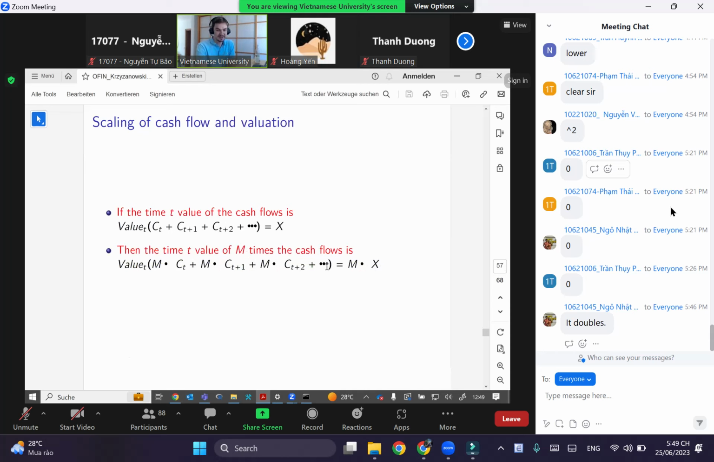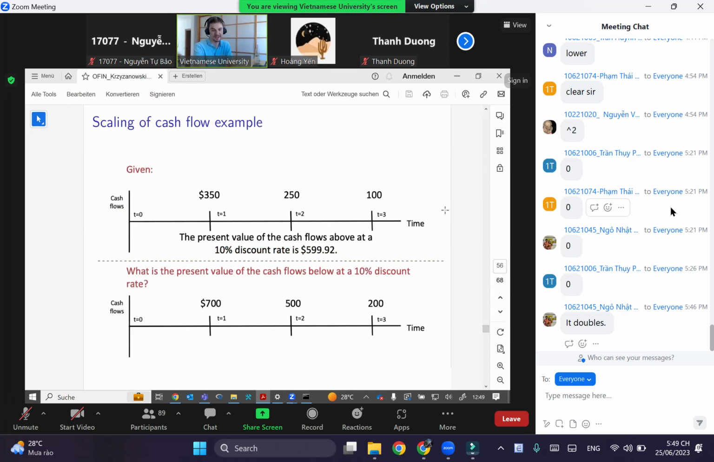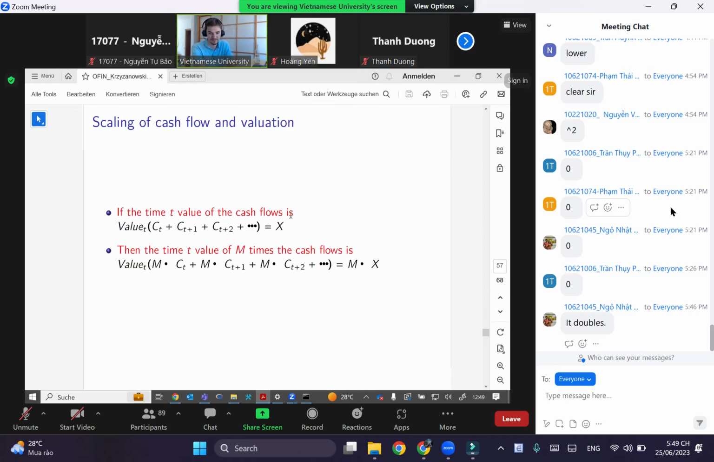More generally, this is here summarized in this formal equation, right? You would have a value of cash flow in T plus cash flow in T plus 1 plus cash flow in T plus 2 equal to X. And now if you scale up all these cash flows in the different periods by a factor M, then the value of this scaled cash flow would be M times the original one. So exactly what we applied here, we scaled up all the cash flows by 2, and this results in scaling up the present value also by 2, right? This is just the formal description of this.